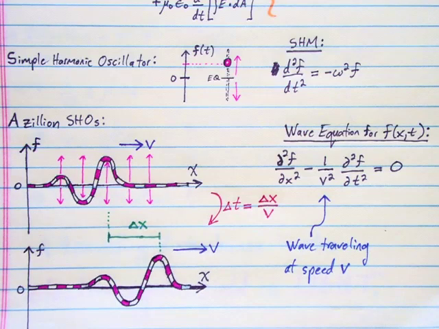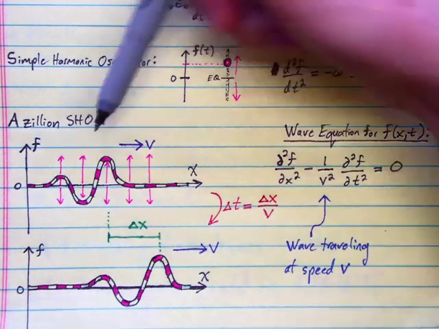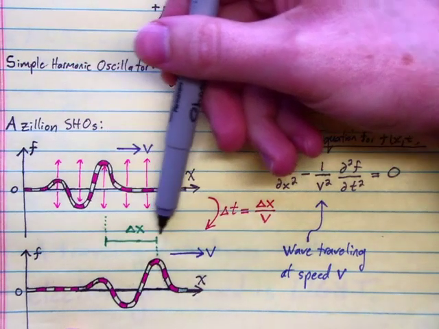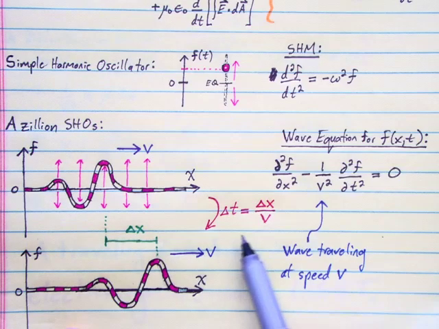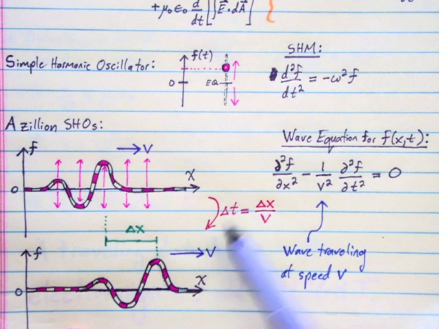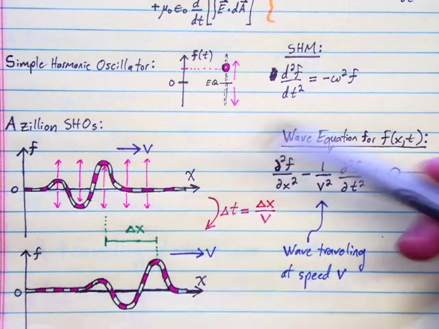So I've marked here the position of that highest peak, and I show that sometime later, that highest peak has traveled this distance, delta x. So that delta x would be related to the speed at which our wave is traveling, and the amount of time that's passed between this moment and that moment.